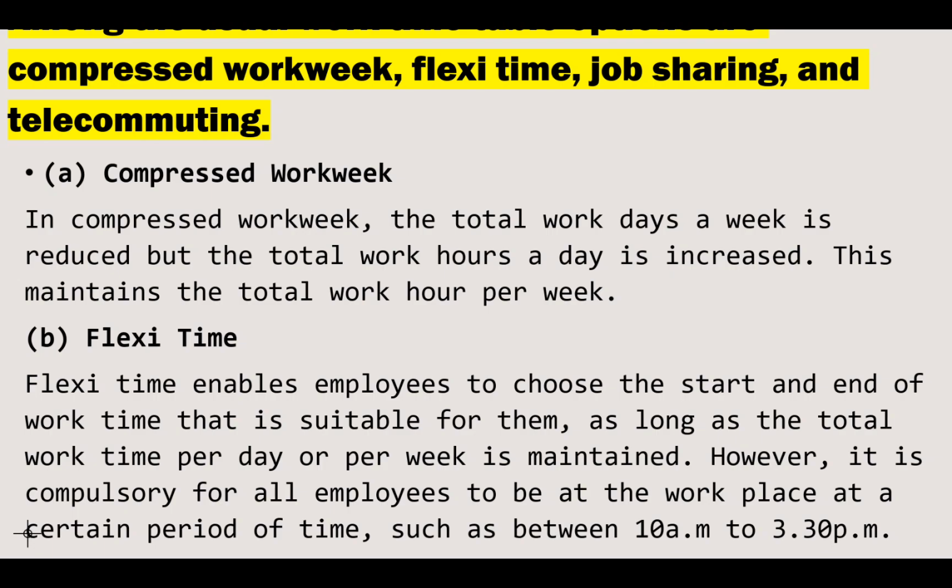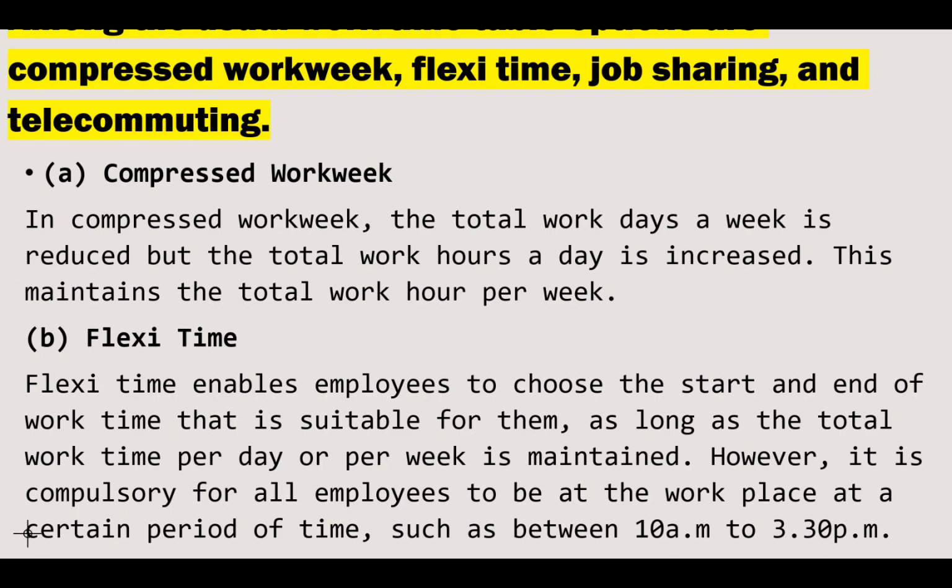The first one is a compressed work week. In a compressed work week, the total work days a week is reduced, but the total work hours a day is increased. So this maintains the total work hours per week. For example, working full-time hours in 4 10-hour days. So you will have 3 days off. So that's an example.